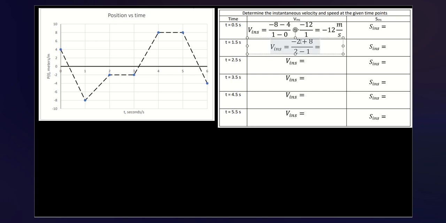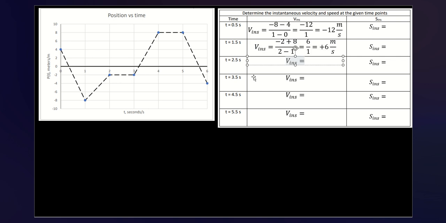Now, negative 2 plus 8, that would be 6. 2 minus 1, that would just become 1. So what we're left with is positive 6 meters per second. I have a positive sign just because velocity is a vector. So if it's positive, it's okay to put the plus sign in there to indicate that that's the direction, just so that's not confused with a missing negative sign.